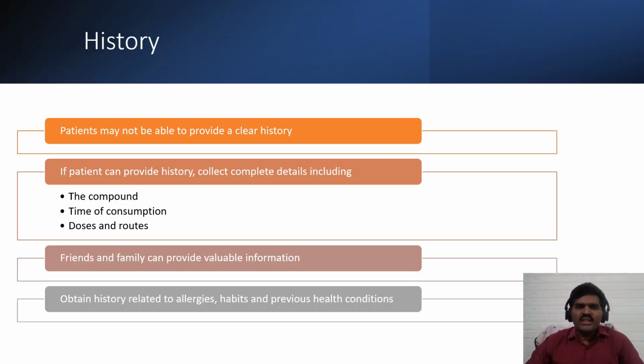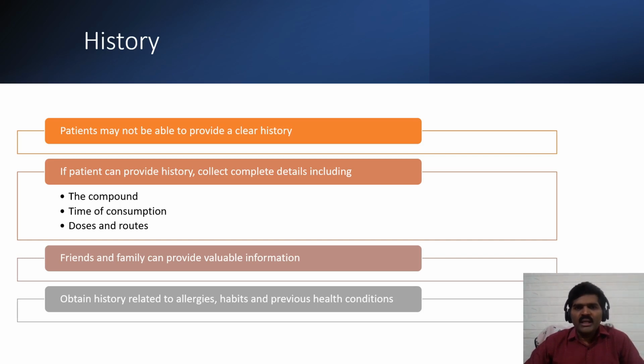Coming to the main historical points that you need to collect in a poisoned victim, most of the time the patient will be able to give a history regarding what substance they have consumed, how much they have consumed, what time they have consumed it, and what happened after the consumption. But sometimes the patient might be comatose at the time of presentation. They might not be able to provide a clear history.